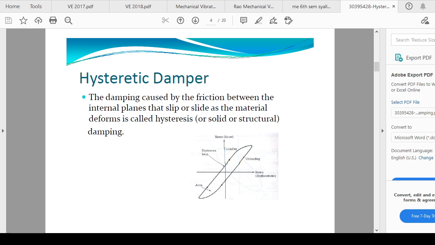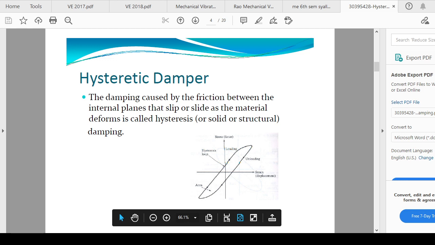As you know, the definition of hysteresis losses, you can also recall it with the help of this diagram. It starts with the loading, then unloading, and this way it repeats. This is called the hysteresis loop of the stress versus strain diagram.